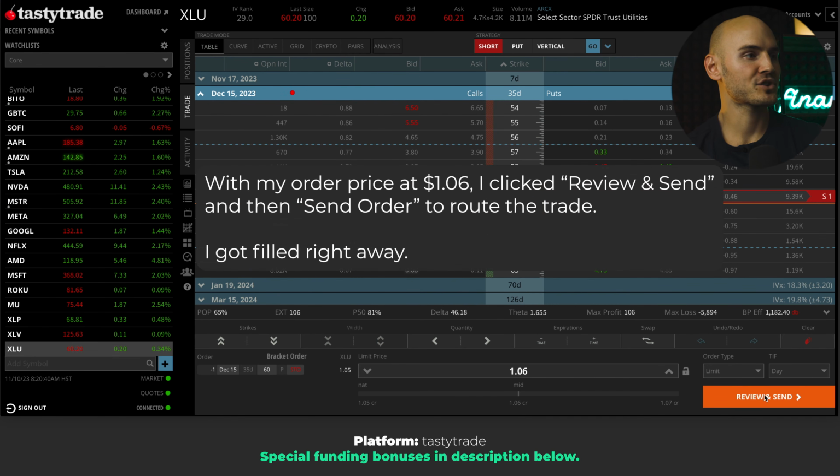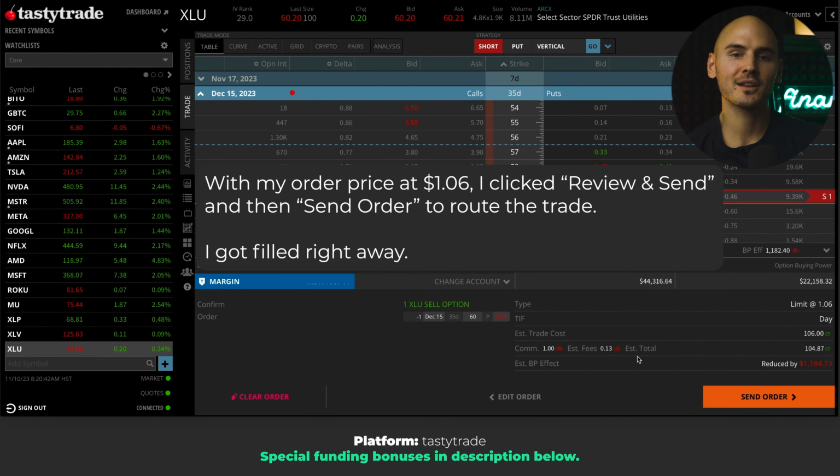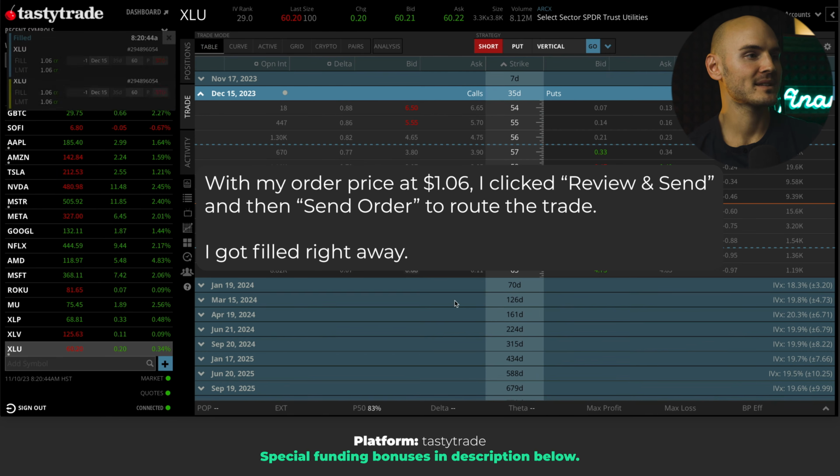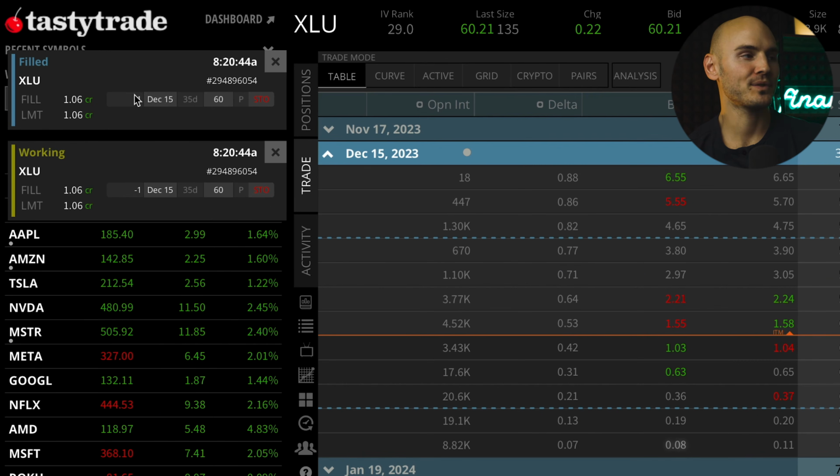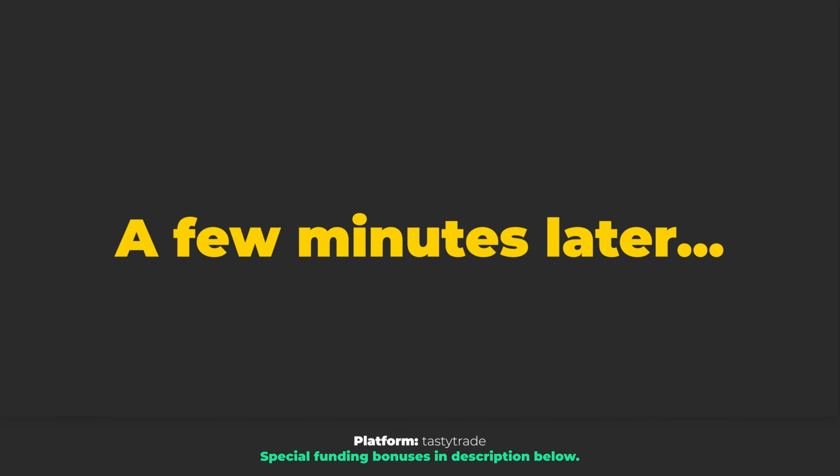So I did get filled on this trade for an entry price of $1.06, and this means my maximum profit potential, if this put option were to expire worthless, would be $106. But for the purpose of this example, I'm just going to wait and see what the put option price does as XLU's price changes, and then I'm going to close out the put option for just a couple pennies just to demonstrate what it looks like to enter and exit a short option position.